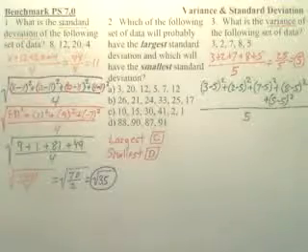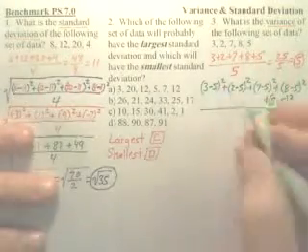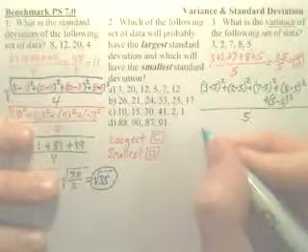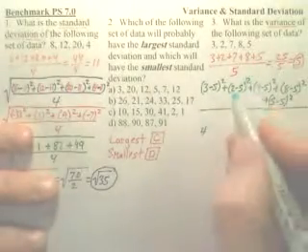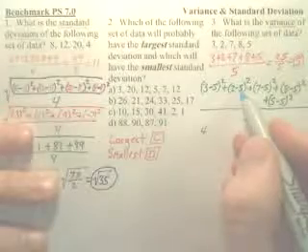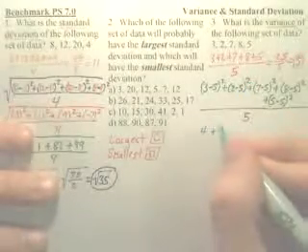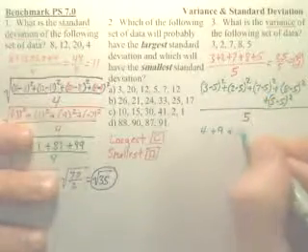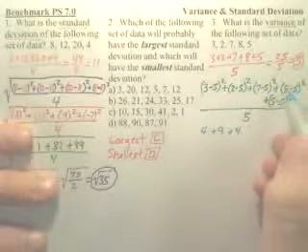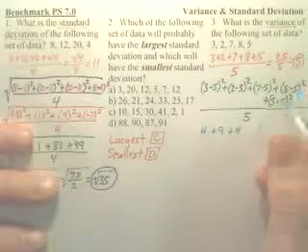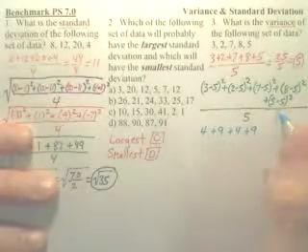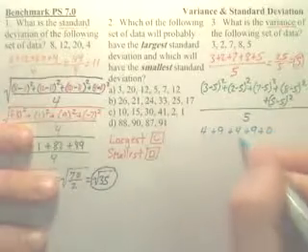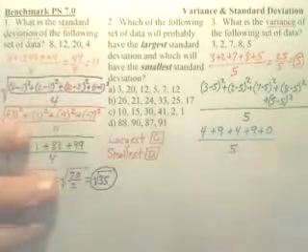Okay, so we got negative 3 minus 5 is negative 2. What's negative 2 squared? Negative 2 squared is 4. 2 minus 5 is negative 3. Negative 3 squared is 9. 7 minus 5 is 2. 2 squared is 4. 8 minus 5 is 3. 3 squared is 9. And 5 minus 5 is 0. 0 squared is 0. And we divide by 5.